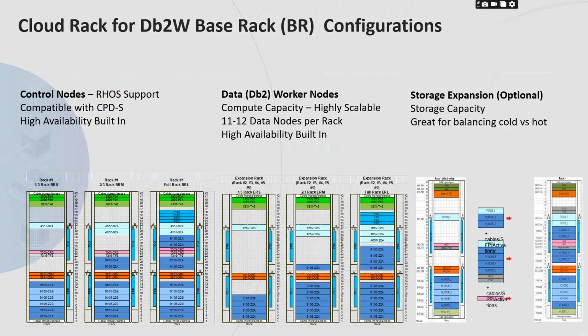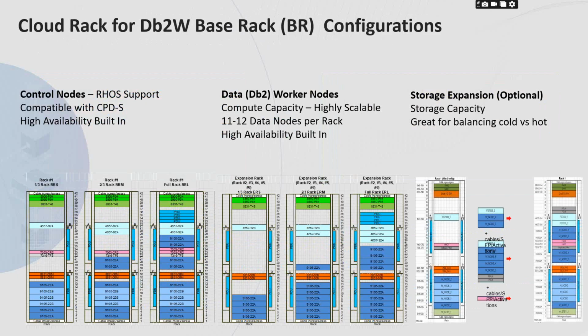And here's basically what it looks like. There are three pieces to this appliance. The first is your control nodes on the left, and they're there to run Red Hat OpenShift. Now, if you have a Cloud Pak for Data system today, you do not need this for the Cloud Rack. You already have a highly available component for Red Hat OpenShift. So you only need that once, and you can run Cloud Pak for Data System and the Cloud Rack off of those same three racks.